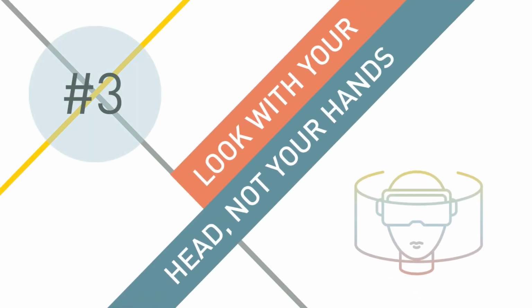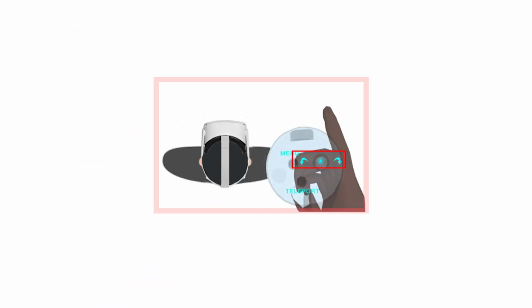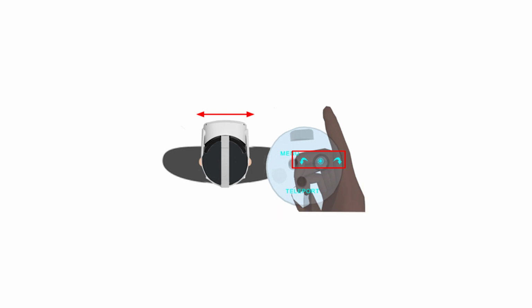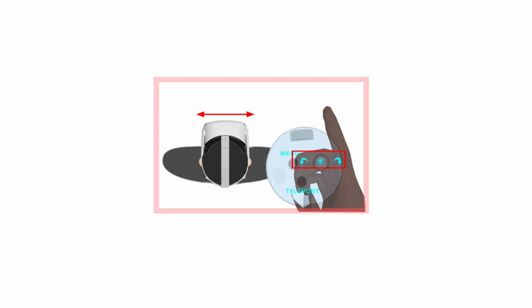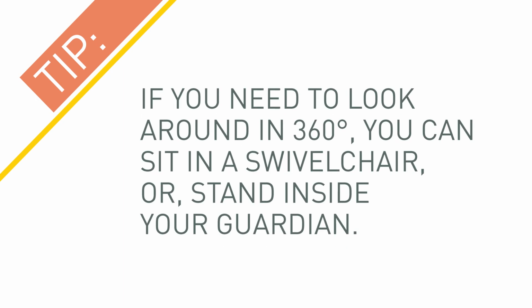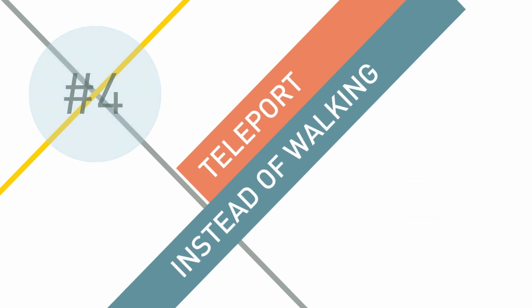3. Look with your head, not your hands. One of the first things you learn before you even put on a VR headset is how the controllers work. However, using the joystick to look around will move the screen view in front of your face to the left and right, which creates a disconnect with your brain. Looking around by moving your head is more natural. Tip: if you need to look around in 360 degrees, you can sit in a swivel chair or stand inside your guardian.